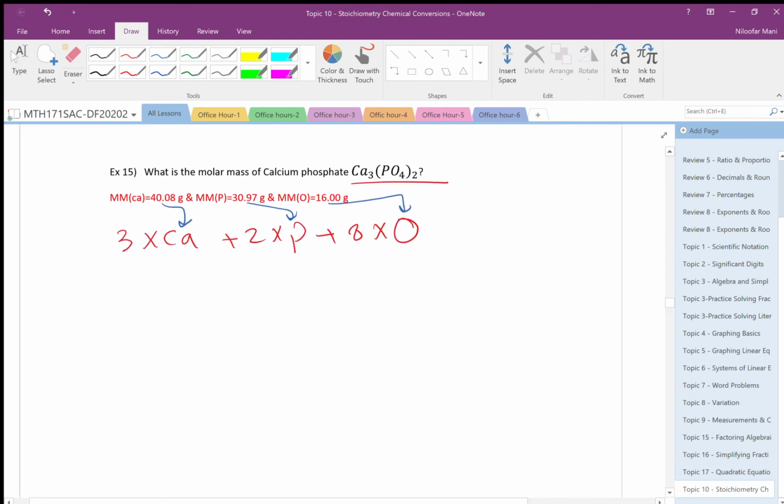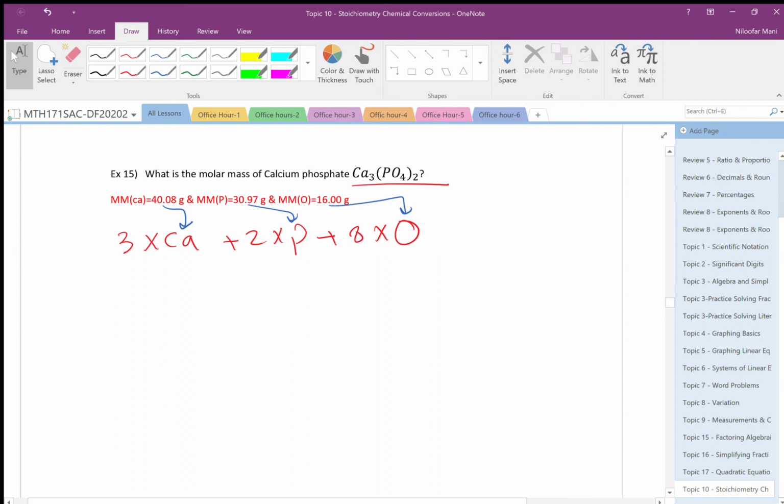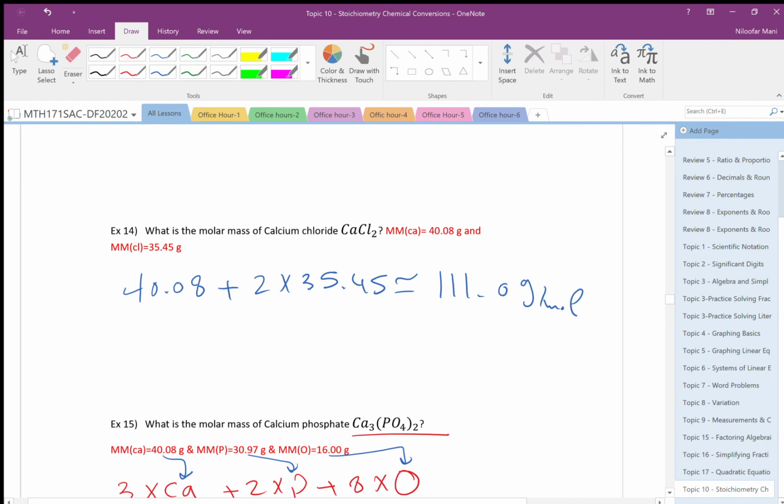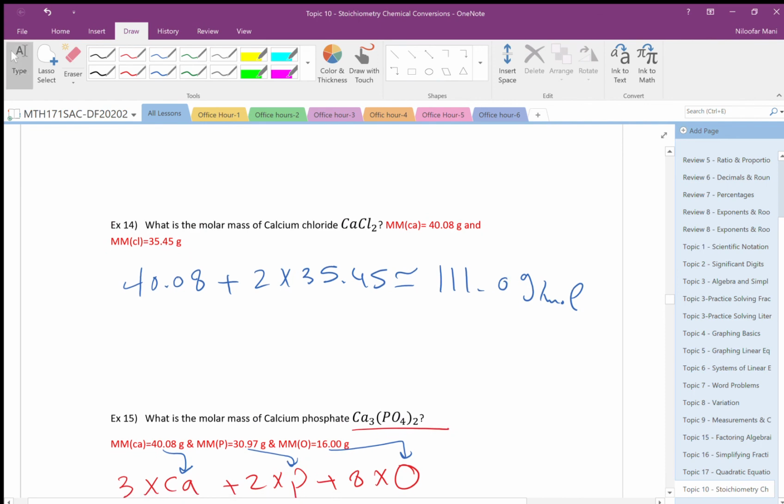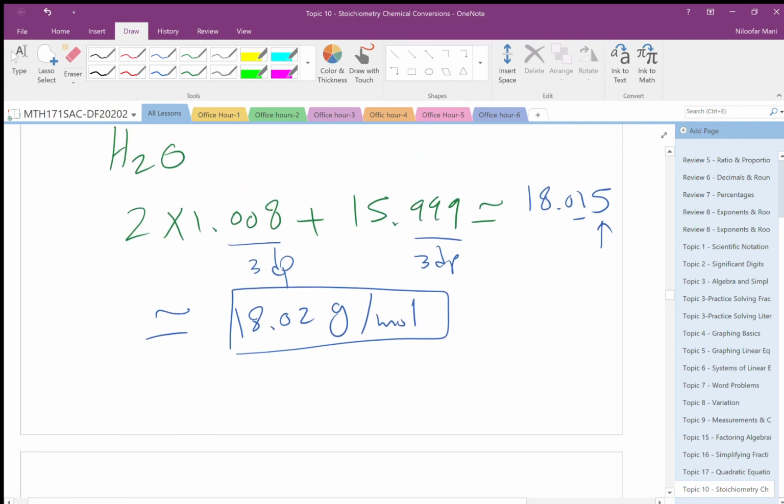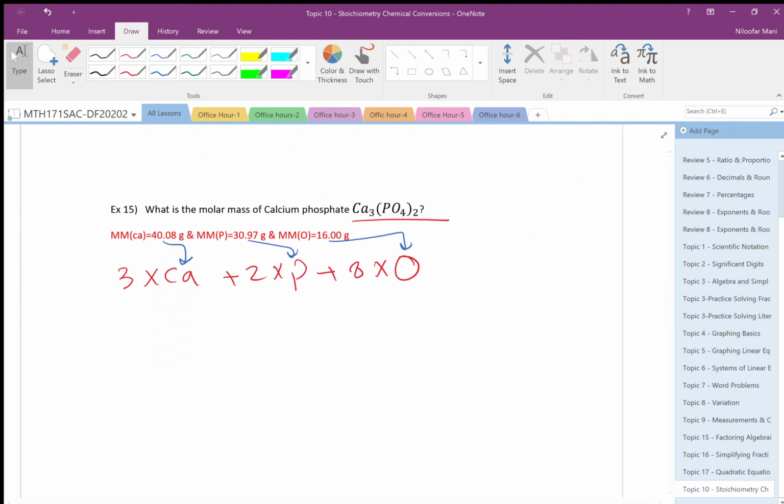Also, what is the molar mass of calcium phosphate? Okay, so calcium phosphate has 3 Ca, how many P, 2 of them, and how many O, 8 of them, because I have O4 and then 2. So then I can add them all and find the answer here. Let me see, do I have the answer here? Yes, that's correct, and that's that. And now I can find this answer.